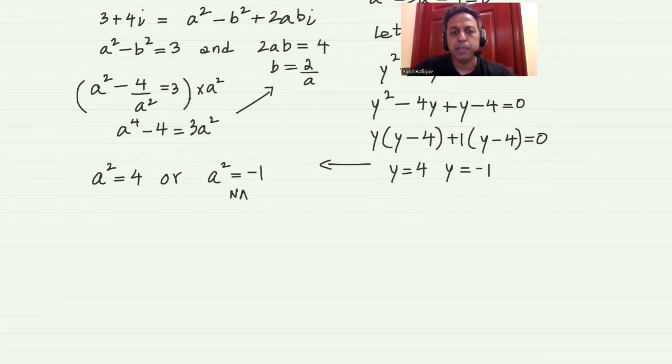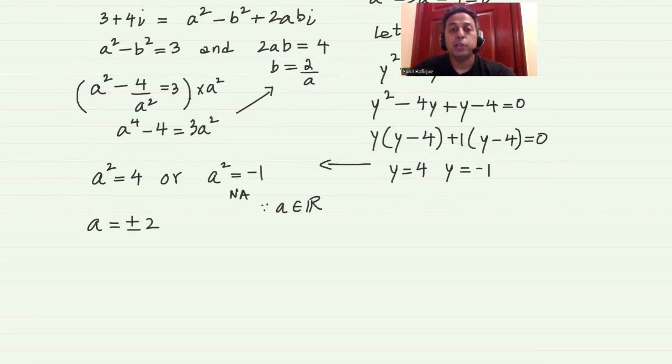This is not applicable. The reason is that this will give an imaginary value for a. You can write, since a is a real number, right? That's why I cannot use this value, because if it's a real number, the square of a real number is never negative. So a can be found from this side. a squared equals 4 gives me plus or minus 2.